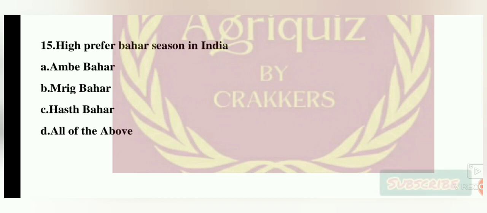Ambe bahar. In ambe bahar, flowering starts in February to March, and fruiting starts in July to September, and it produces the highest fruit in this bahar, but the quality is very poor due to watery taste. Then mrig bahar, flowering starts in June to July, then fruiting starts between November to January. In this bahar, fruit quality is excellent. Then hast bahar, flowering starts from October and continues up to November, and fruiting starts from February and continues up to April. In this bahar, the yield is low and fruit quality is good.